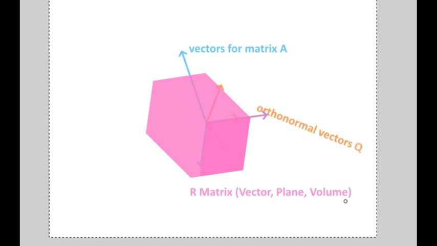So now, after all this, you finally know how to do QR decomposition. Not only know how, but you understand why. Hopefully, you understand why QR decomposition is useful, because it's numerically stable.